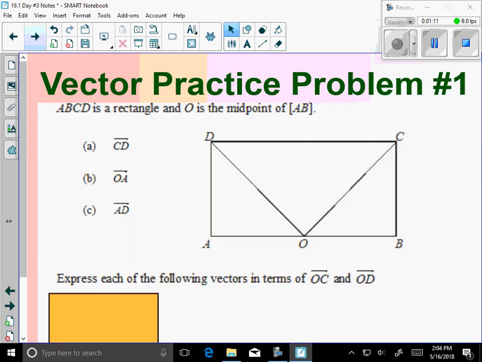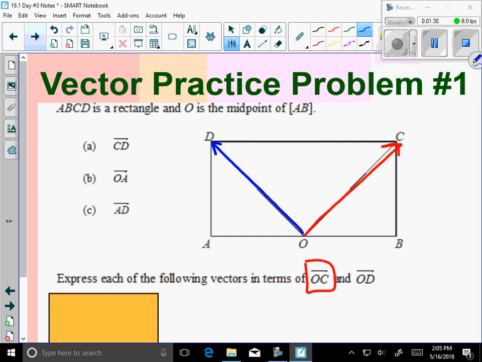Okay, really cool practice problem here. I'm going to do part A. I'm going to leave B and C to you and your own curiosity. But let's draw vectors OC and OD. Here's vector OC. And here's vector OD. If I want to go from point C to point D, that's vector CD. How could I represent that using OC and OD?